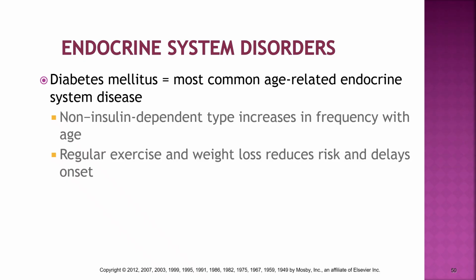They figured this out in like the last 5 years or so. So they used to think it was an inability to produce insulin. Not necessarily the case. Now you do start tapering off your insulin production, but that's the effect. The cause is your body cells are becoming insulin resistant. So that's the new theory anyway. Regular exercise and weight loss reduce risk and delay onset.